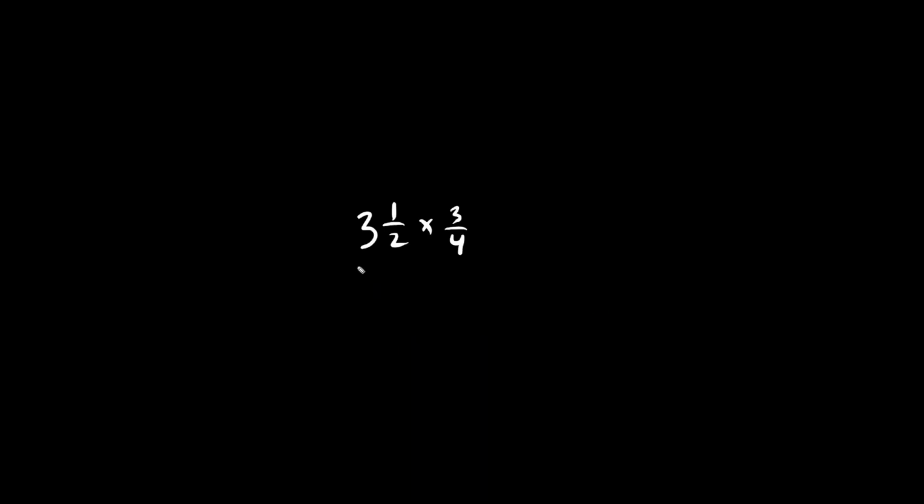Let's simplify this expression. We have a nice mixed fraction here. Let's multiply. 3 times 2 is 6, plus 1 is 7. And we copy the denominator too. So what is 7 over 2 times 3 over 4? We can multiply across. 7 times 3 is 21, and 2 times 4 is 8.